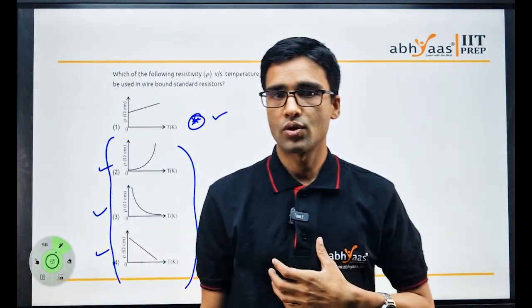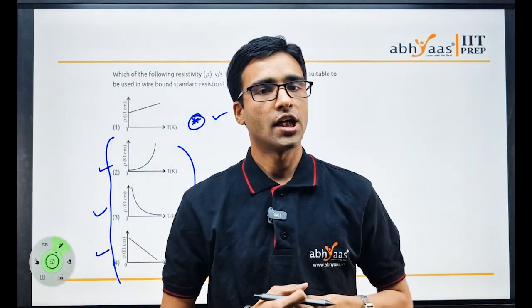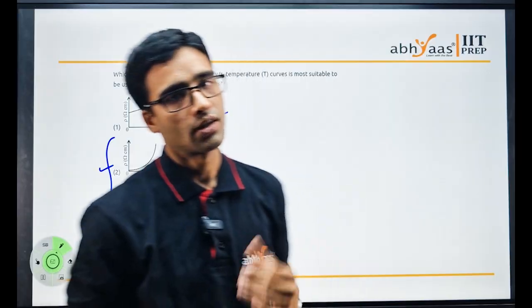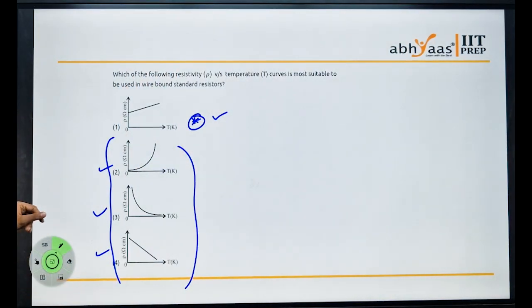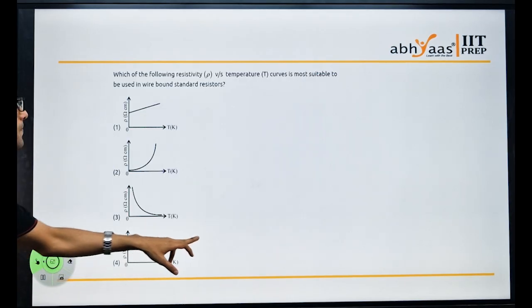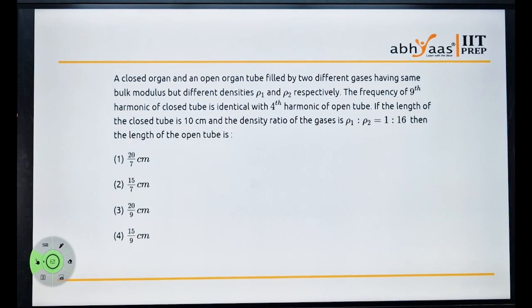So from the options you can see, and if you know the theory behind this, you can directly choose the option. So the first option is right, because the resistivity in wire bound resistors is independent of temperature. That's why this first option is right.